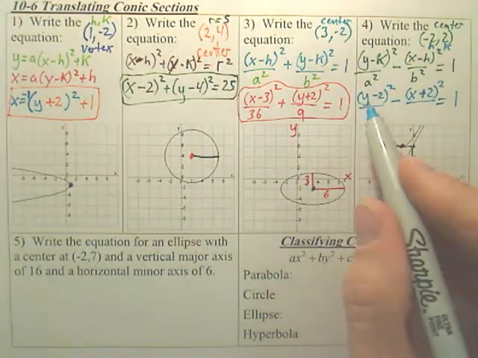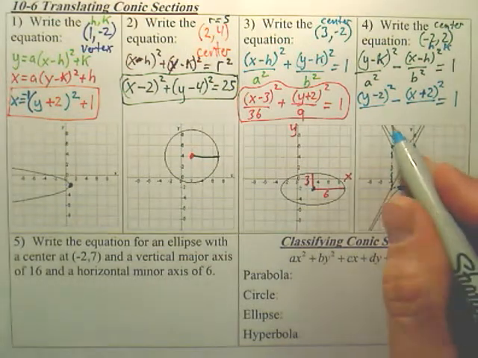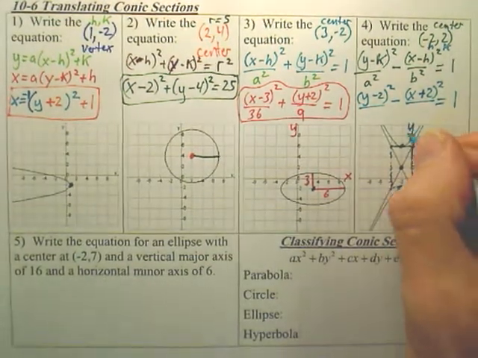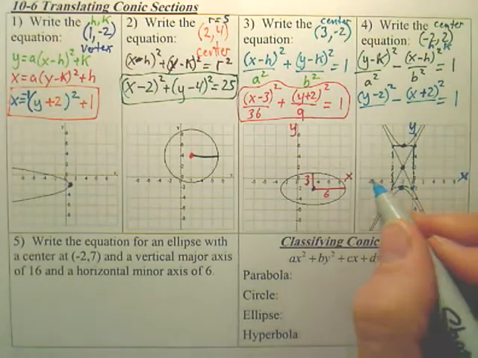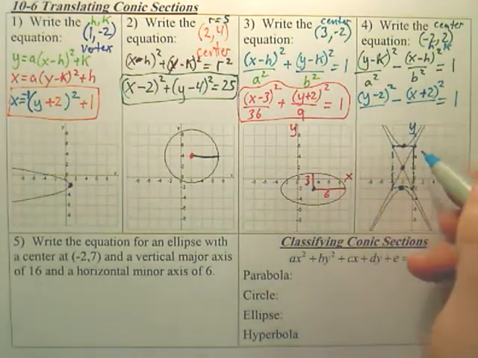Now, why did the y come first and the x come second? Well, this thing's opening up. Remember your y-axis. If it's opening towards your y-axis, y is first. If it's opening towards your x-axis, say if it's opening this way, your x would be first.